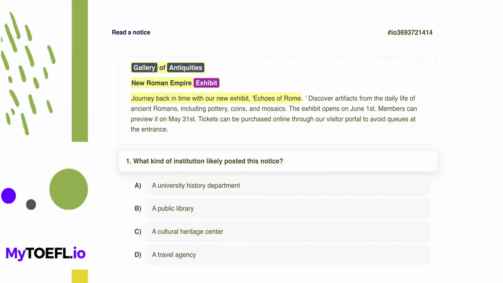Journey back in time with our new exhibit, Echoes of Rome. Let's look at the first sentence. It invites you to journey back in time. This is a common phrase that means to experience what life was like in the past. It is not a literal trip. The name of this specific show is Echoes of Rome. This sentence sets the theme and invites visitors to experience history.